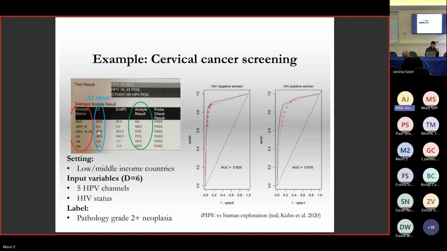So you see the HPV values for each of the 5 channels. And then we also know the HIV statuses of these patients, and we also believe that being HIV positive will increase the chance of having cancer in this particular population. So in this example, we have a six-dimensional problem, and about 400 different possible configurations of the HPV channels. So if you think about using IPipe, the computation order is 2^400.